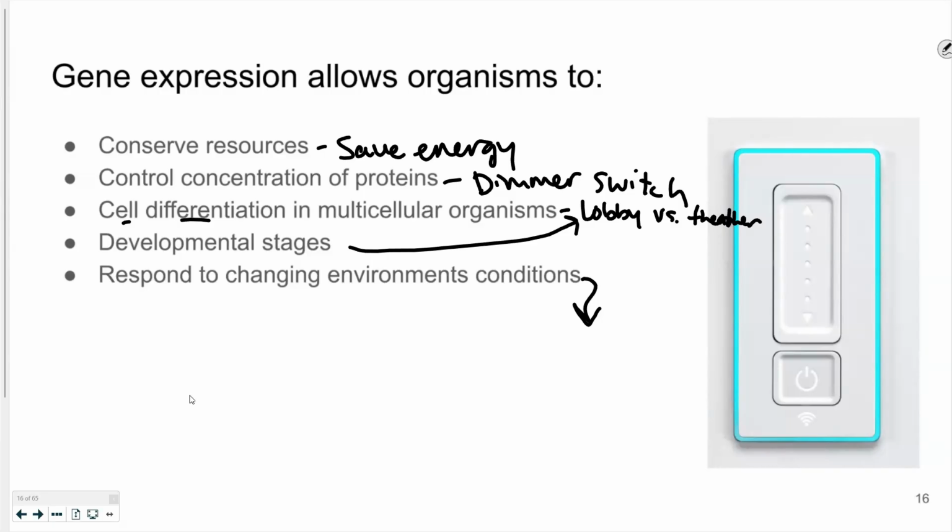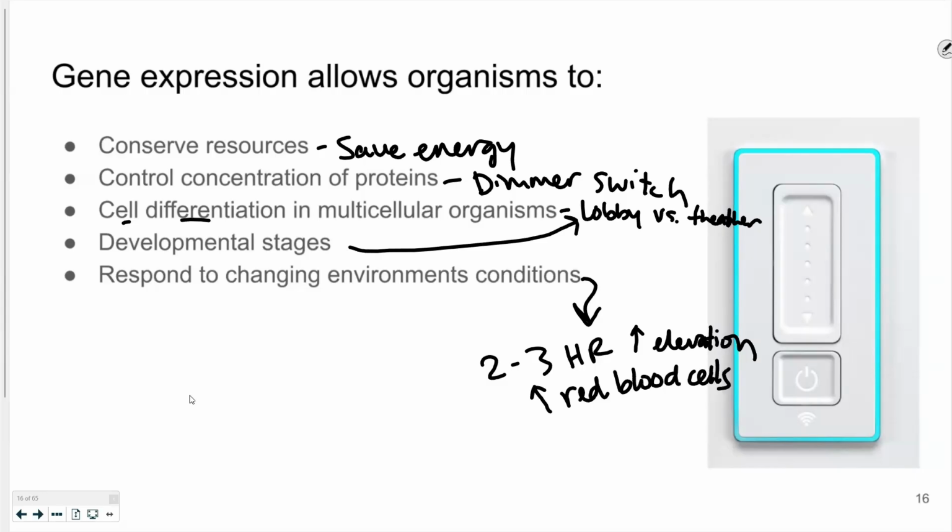So for example, in my wilderness first aid class that I just had recently, we talked about how within 2 to 3 hours of being at a higher elevation, your body will start producing more red blood cells to carry that oxygen around your body more efficiently. And so we need to say, oh, okay, we're at a higher elevation. We need to start making more hemoglobin. We need to start making more of these cells, so that we can adapt and keep this organism alive.